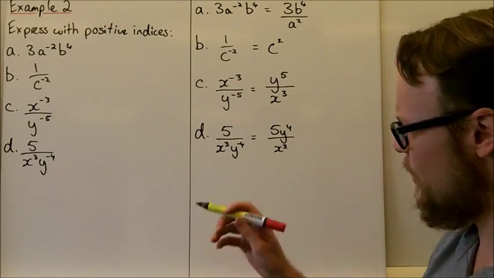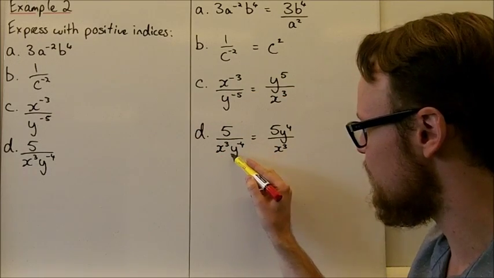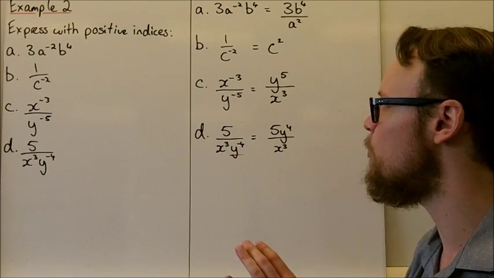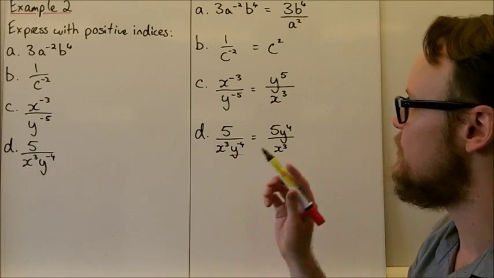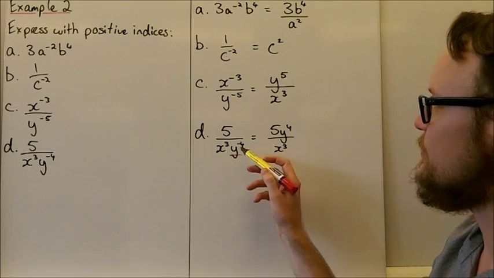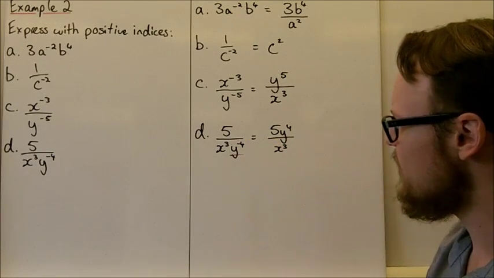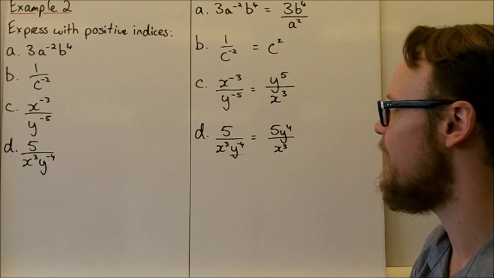Lastly here, the only thing that we need to worry about is our y to the power of negative 4. If we look at the properties of negative indices, to make it a positive index, we're going to take it up the top and leave it as y to the power of 4.